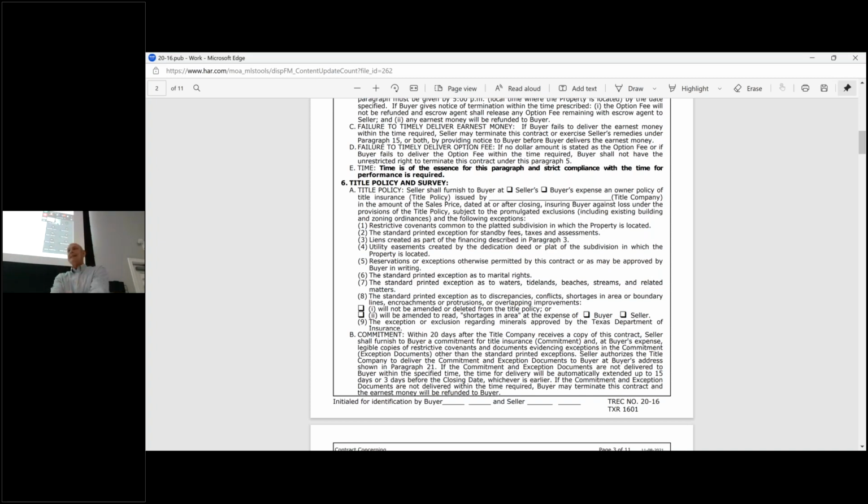You will only see that phrase in this contract two or three times. And what it means is, we mean it. If you miss this deadline, there are consequences. Okay? When you see "time is of the essence," alarm bells better go off. We don't want to miss it.